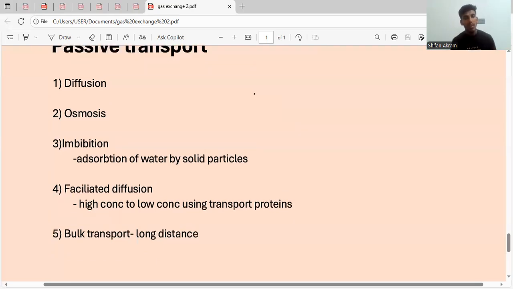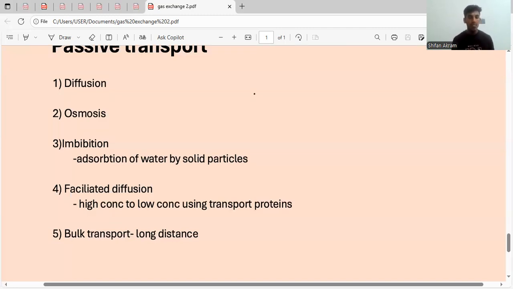Now, all the other passive transport occurs through short distance, cell to cell. But bulk transport moves water and other substances over very large distances. For example, if you take a tree which is 10 meters tall, it can't carry water through osmosis. So bulk transport is really essential for the transport of water. In bulk transport, a pressure gradient is involved.